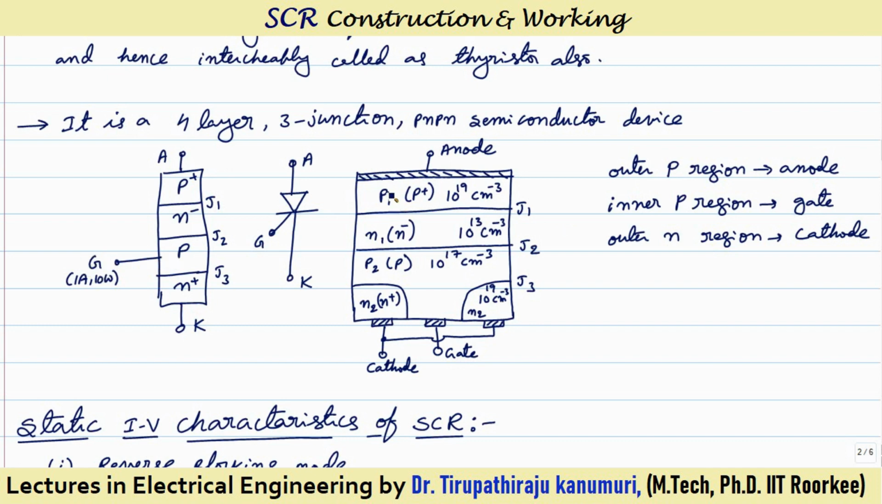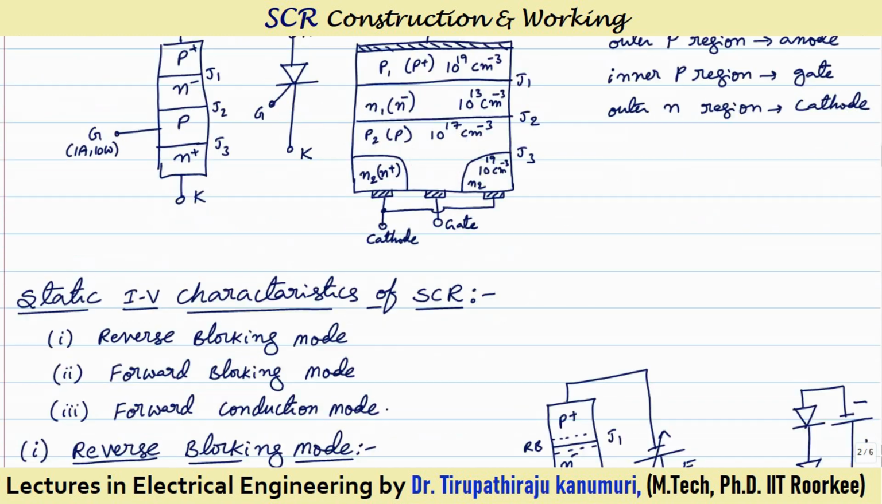So these layers I am numbering from the top. So it is P1, this is N1 because it is the first N type layer, then P2, the second P type layer, N2, the second N type layer. So that's why they are numbered like this.